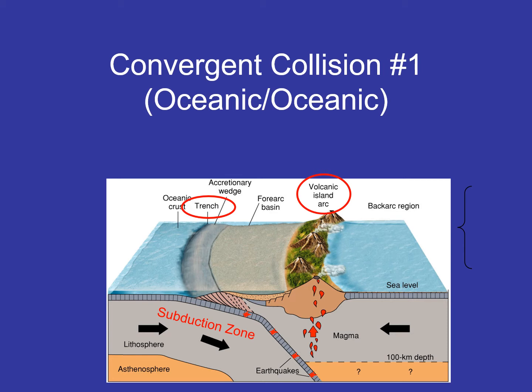It's also going to create a volcano or a volcanic island arc, because that magma not only is going to be created when it subducts, but it's also going to be pushed up right there into the oceanic crust and create our mountain.